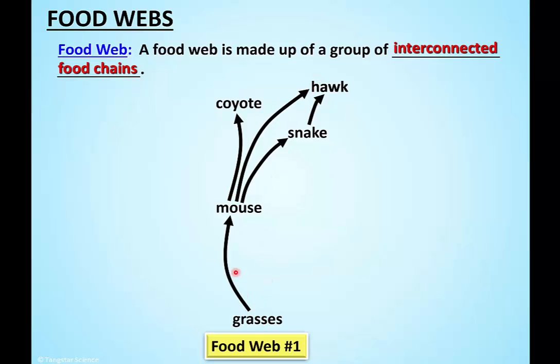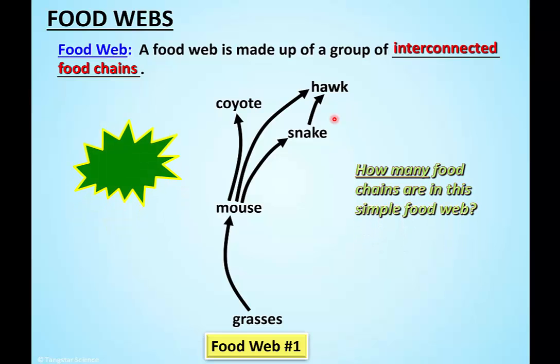Or you can have grass goes into the mouse, and that energy goes into the snake, which goes into the hawk. You see how this works here? So here's one food chain. I think we counted them all. Here's the first one. Here's the second one. Here's the third one. So there's 3 food chains in this really simple food web.